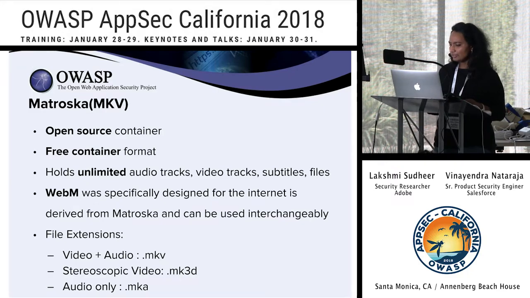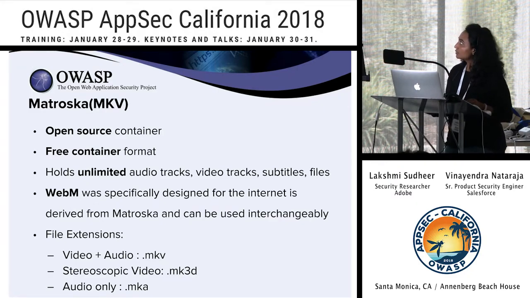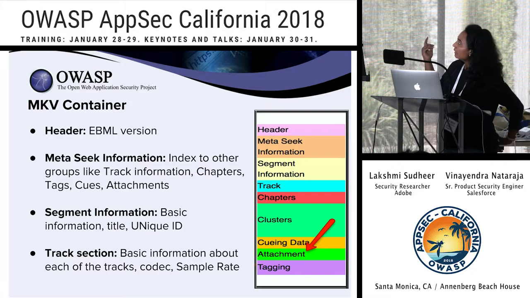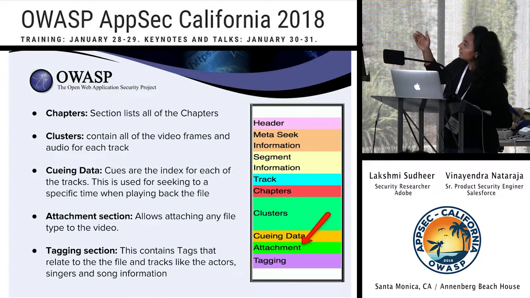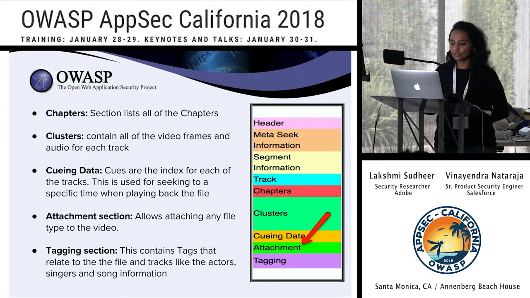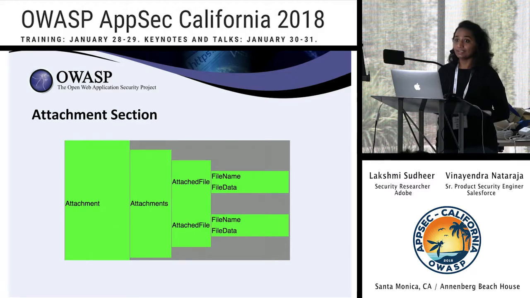So we looked into its file structure. The header contains the EBML version, which is MKV, and then the metaseek information, which indexes the rest of the complete structure of MKV. Then there are clusters where you have the actual video and audio frames. And the main thing that we had been pointing at was the attachment section. The attachment section allowed any file type. It did not have restrictions on that.